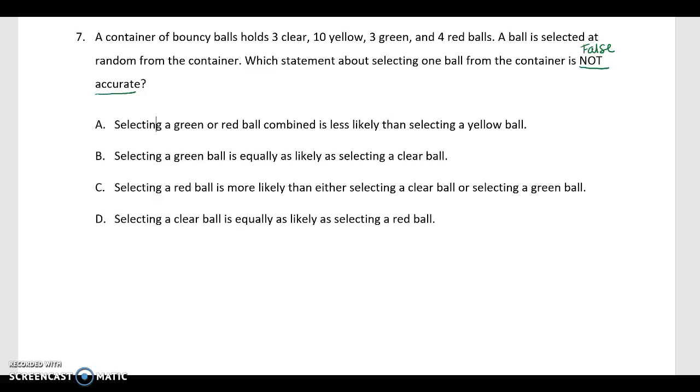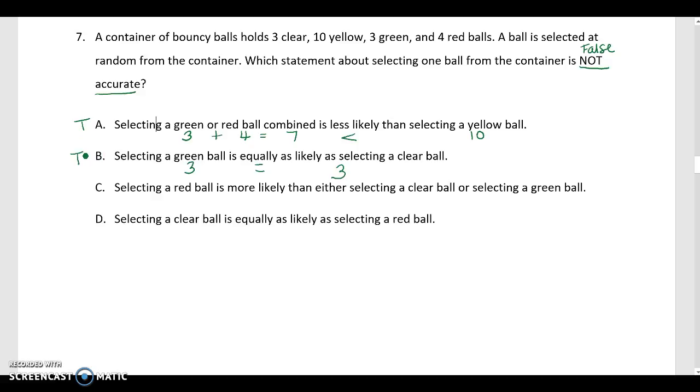So let's read A. It says selecting a green or a red ball combined is less likely than a yellow. So green is 3, or red 4, combined means adding. So that's 7, is less likely than yellow. 10 is yellow. Well, 7 is less than 10, so that's a true statement. B says selecting a green ball is equally likely to selecting a clear. So green is 3. Is that equal to clear? 3. Well, that's true.